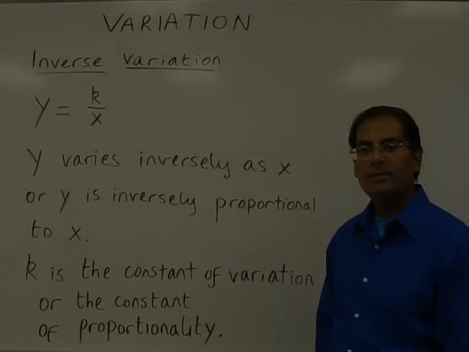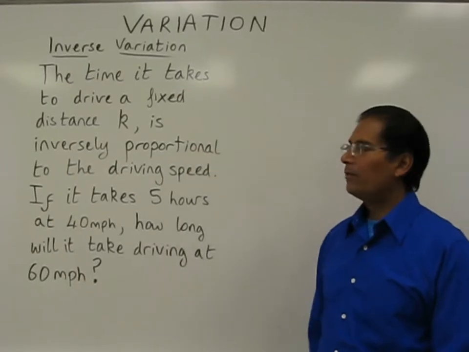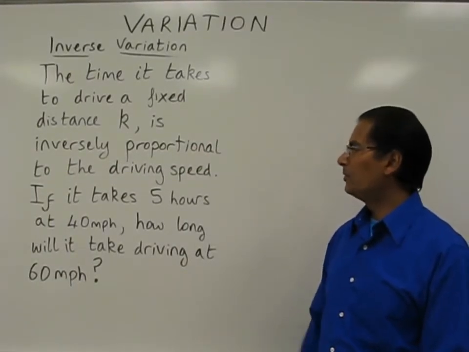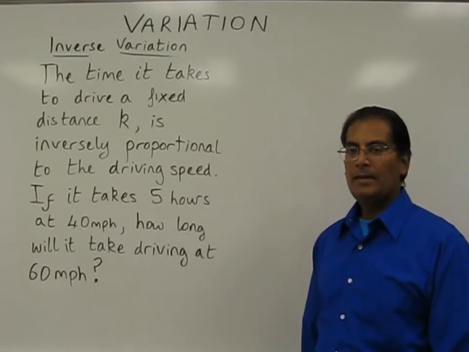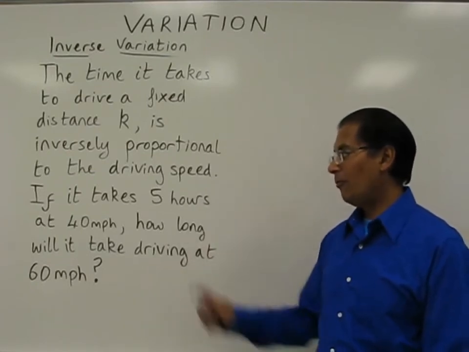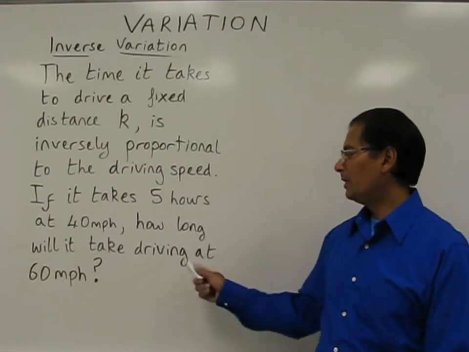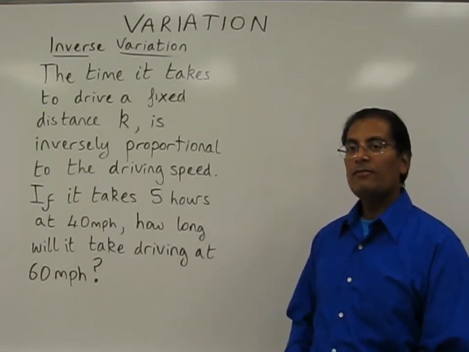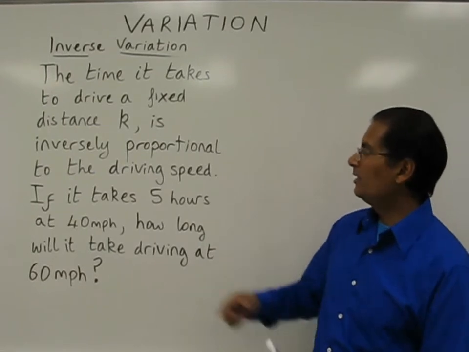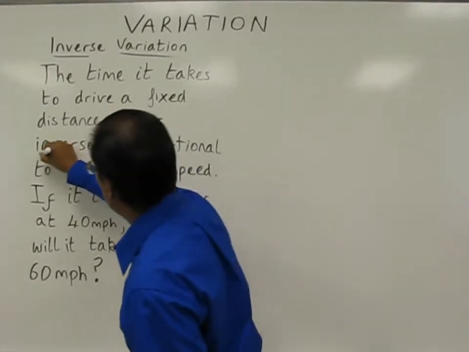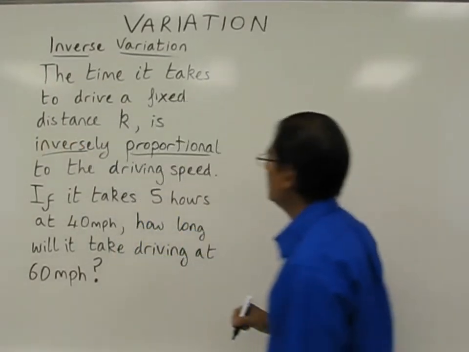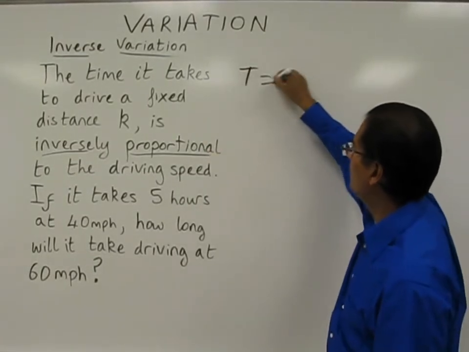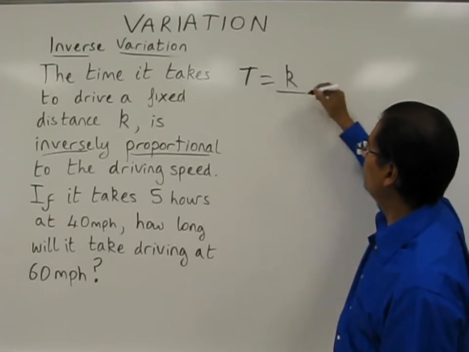Let's take an example. The time it takes to drive a fixed distance k is inversely proportional to the driving speed. If it takes 5 hours at 40 miles per hour, how long will it take driving at 60 miles per hour? So we have to set up an equation. There is an inverse relationship going on here, and we know the time is inversely proportional to the speed.